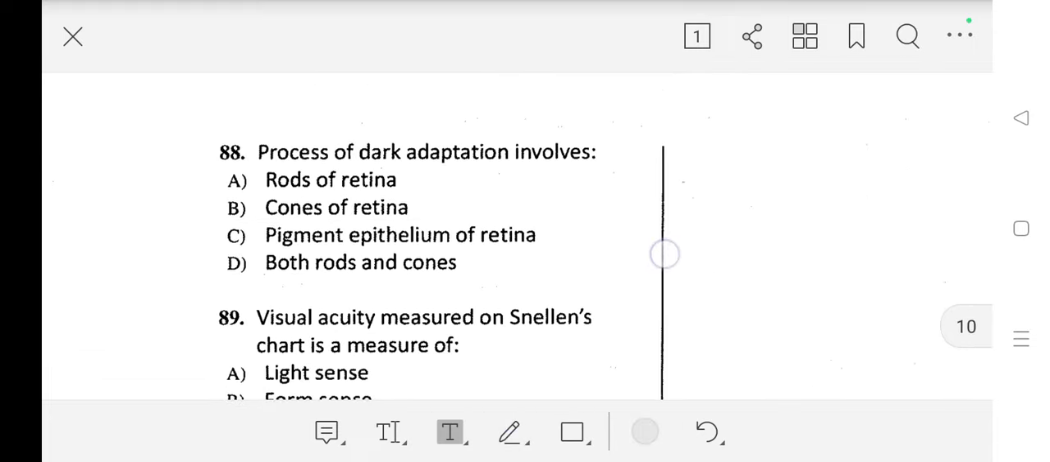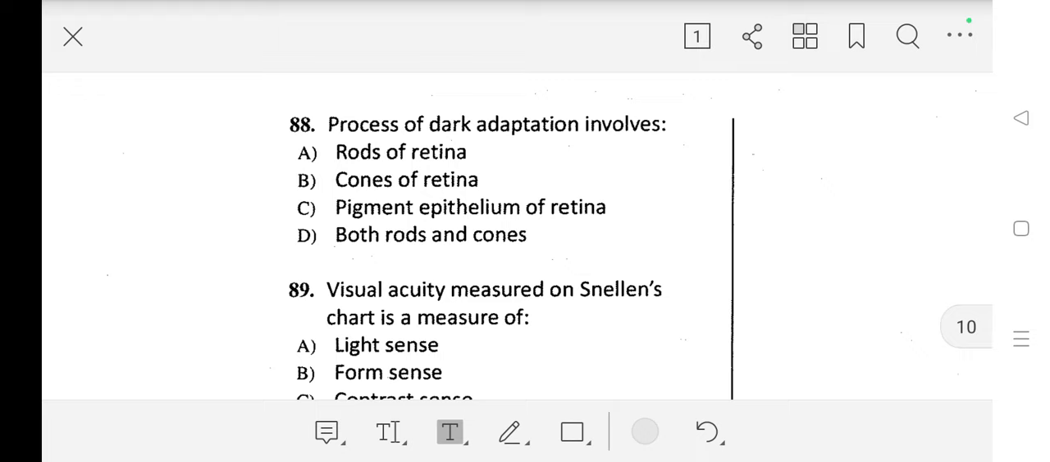Next question is, process of dark adaptation involves rods of retina, cones of retina, pigment epithelium of retina, D part, both rods and cones. Its right answer is D part, both rods and cones.